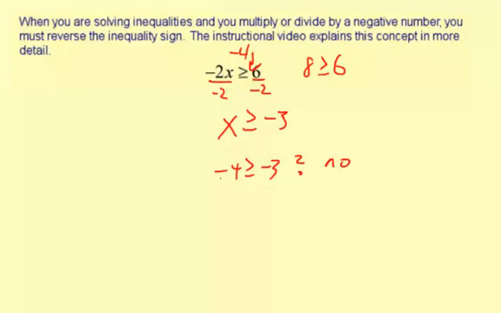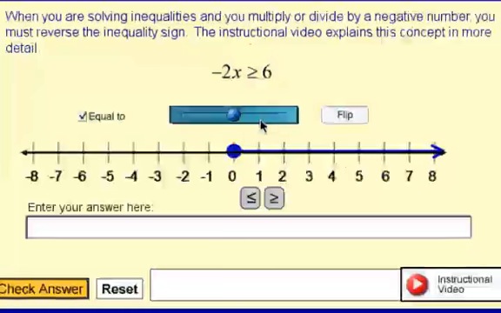Negative 4 is less. So what if I were to flip the inequality sign when I divide it instead? And that would have made it x is less than or equal to negative 3. Is negative 4 less than or equal to negative 3? Well, that one is yes. So this inequality, at least for that one value, seems to work. Now let's go ahead and load up the interactive graph and talk about it in more detail.